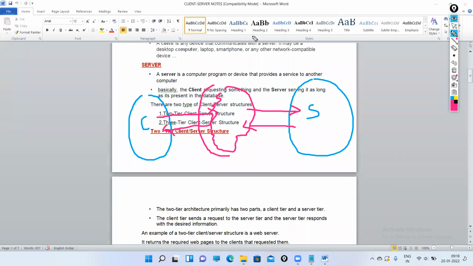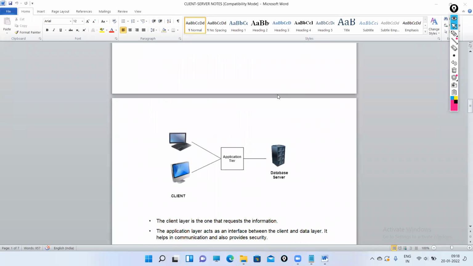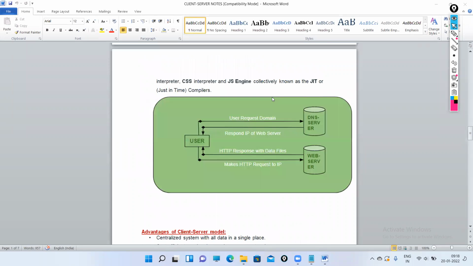In this scenario, how many parts are we using? Three parts. One part is known as the client, another part is the server, and the other part is the application layer. That's why this is known as the three-tier client-server architecture. Up to here, any doubt? No, sir.